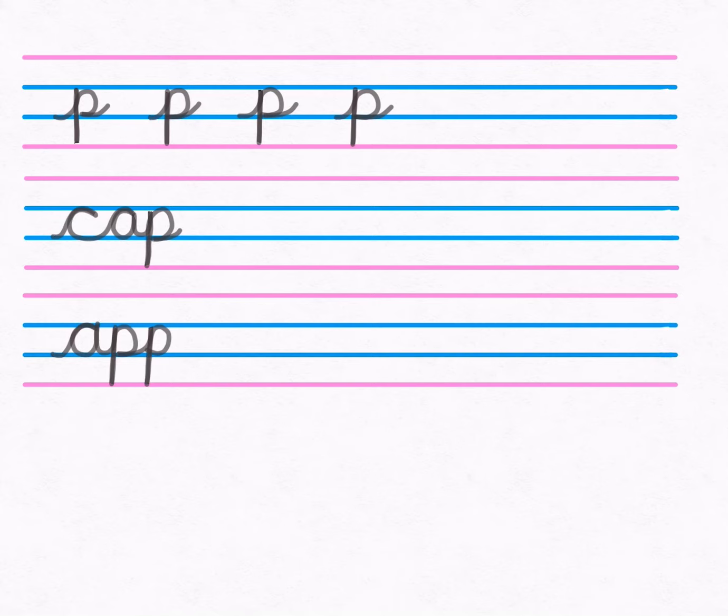What about a really long word? We can change app to apple. Let's have a look at it. So I'm going to do my A, I'm going to go up for my P, down to the bottom, up and around, up, down to the bottom, up to the top. I'm going to do my L, and then into my E. Okay, don't take my pencil off the paper once. That's really important when you're doing this.